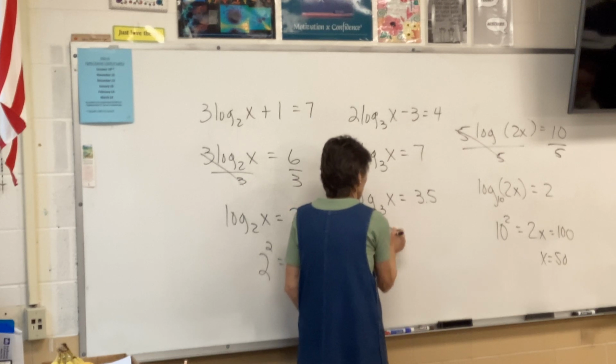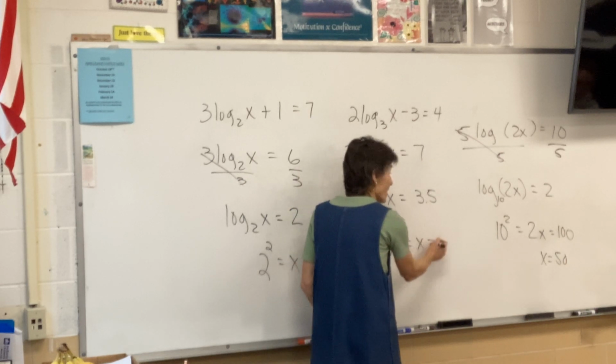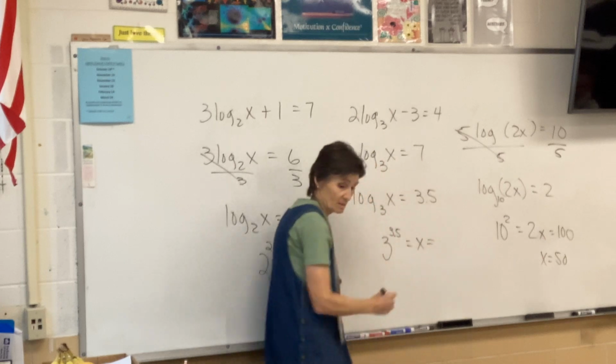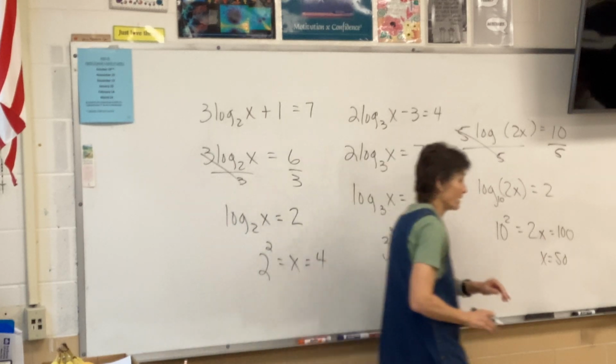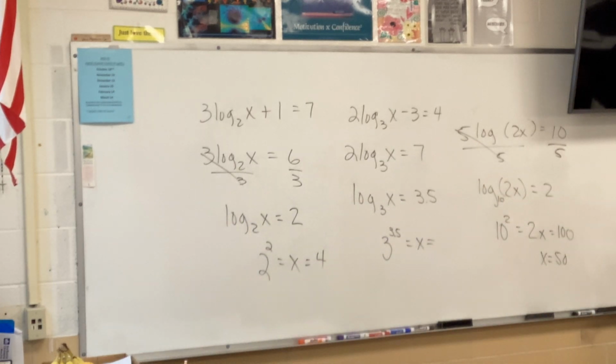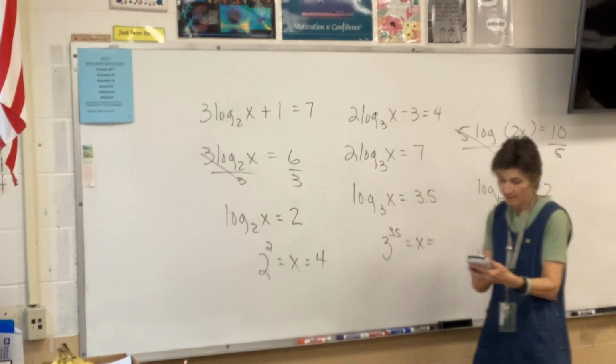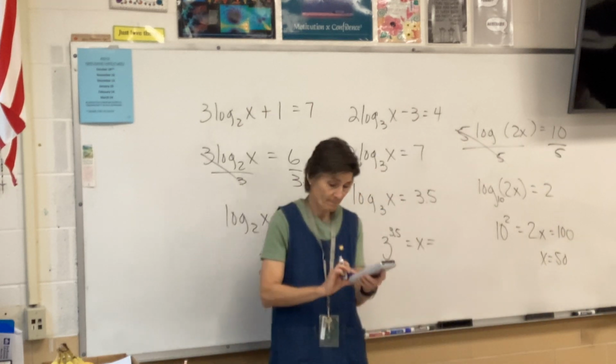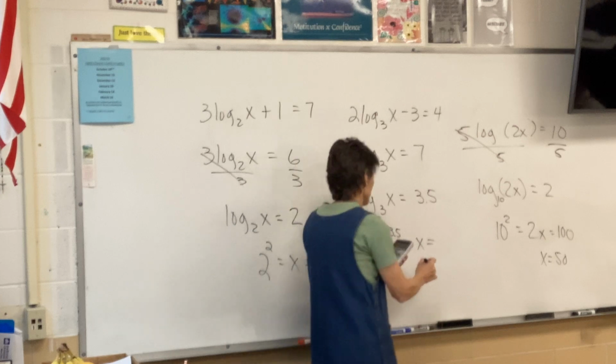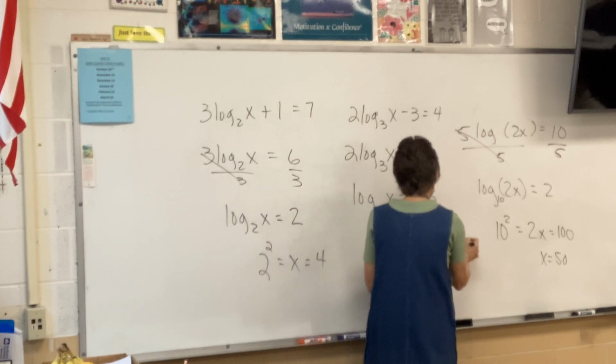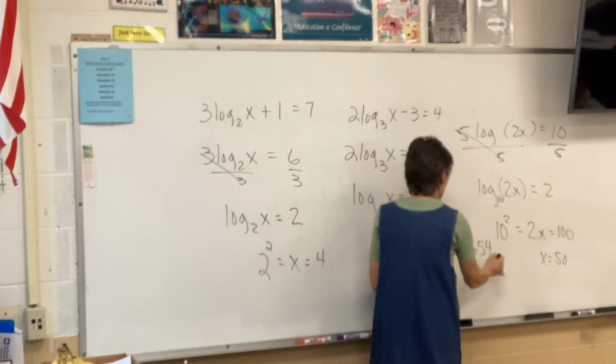3 to the 3.5 equals x. So I don't know what that is, so I'm going to use my calculator. Everybody know how to raise 3 to the 3.5? Use your little caret button. Did you get 46.7654?